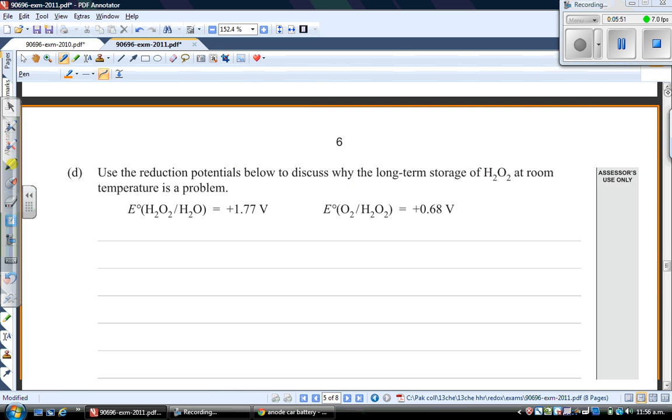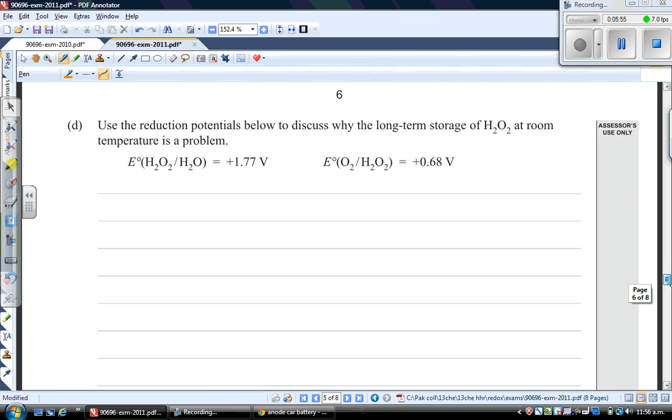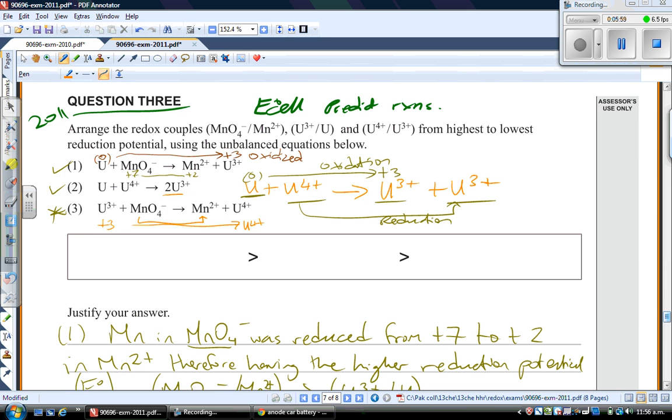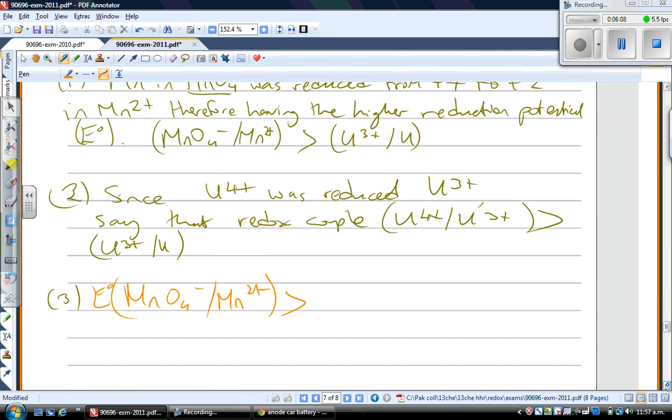I'll just take a look again at the equation, and we have lost it there for a second. Just scroll back down. So the equation we were looking for, we were comparing permanganate and manganese versus uranium 3 plus and 4 plus. So equation 3 tells us that the permanganate couple has a higher reduction potential value than the uranium 4 plus being reduced to the uranium 3 plus. So overall, we now know the correct order.